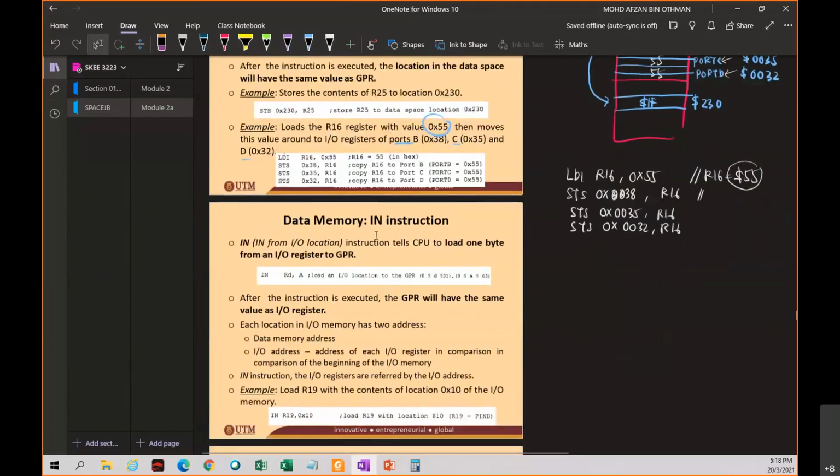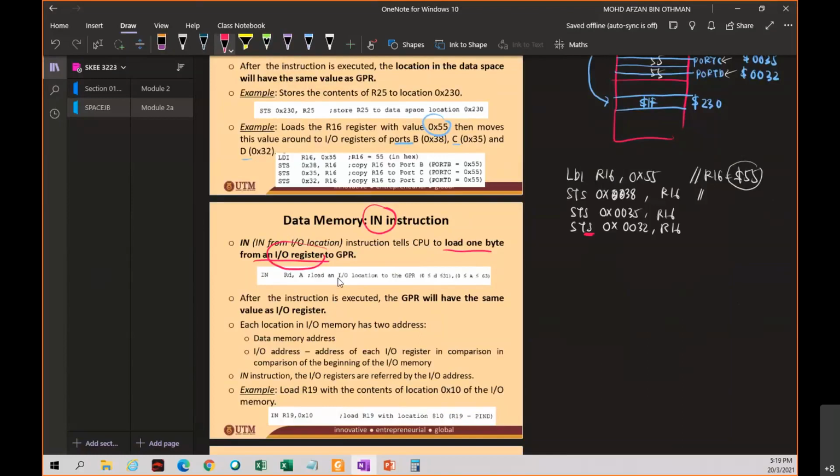Okay, next is the in instruction. This in instruction tells the CPU to load 1 byte from an IO register to a GPR. Yang ni hanya fokus on IO register. Tadi kita data memory. Kalau LDS, STS, kita datanya data memory, tak kisahlah data tu daripada IO register ataupun RAM ataupun register itself. But untuk yang ni, ini hanya untuk IO register masuk ke dalam GPR. So after the instruction is executed, the GPR will have the same value as the IO register.